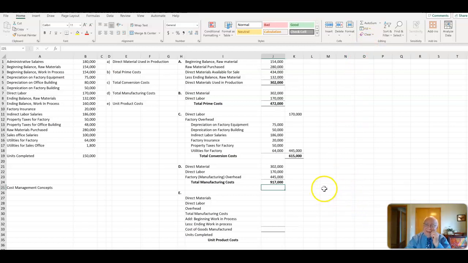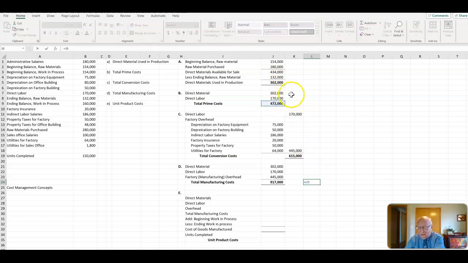Now, you cannot simply take prime costs plus conversion costs to get it, because direct labor is in there twice. But what you can do, if you notice, you can take the prime cost of 472 plus the conversion cost of 615 and then subtract off the 170, and that gives you 917 as well. The 170, remember, is the direct labor. And the reason why you can't just simply add these two together is because direct labor is in both of them. So you'd be double counting direct labor. So you have to subtract off one direct labor if you add those two together.